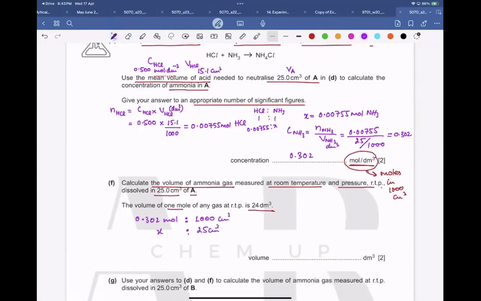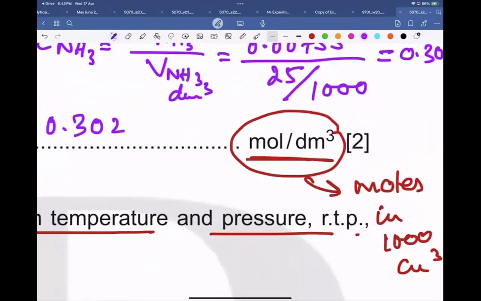Yes, what is your query, Khatija? 1 dm cube means 1000 centimeter cube, isn't it? So it's mole per dm cube. It means these are the number of moles which are present in 1 dm cube, or you can say these are the number of moles which are present in 1000 centimeter cube. Is it clear?